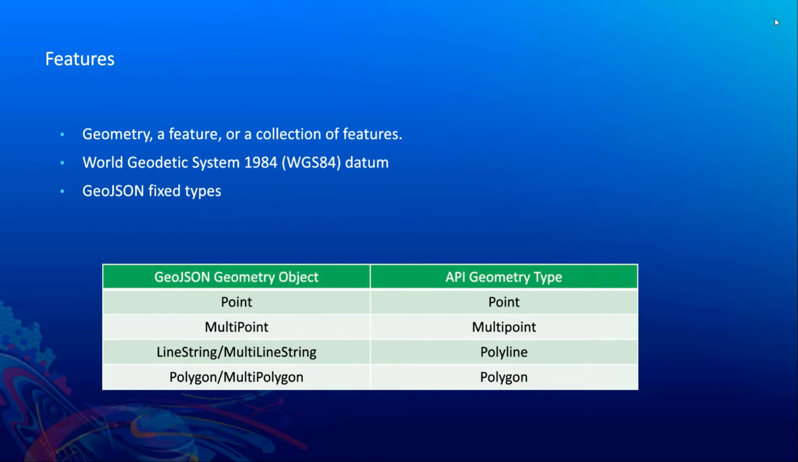The RFC standards state that a GeoJSON object may represent a geometry, a feature, or a collection of features. All GeoJSON coordinates must use the World Geodetic System 1984, also known as WGS84, with longitude and latitude decimal degree units. GeoJSON supports the following geometry types and geometric objects: feature collection, feature, point, line string, multi-point, polygon, multi-line string, multi-polygon, and geometry collection. The table shows the supported geometry objects from GeoJSON and their corresponding geometry types in our API.